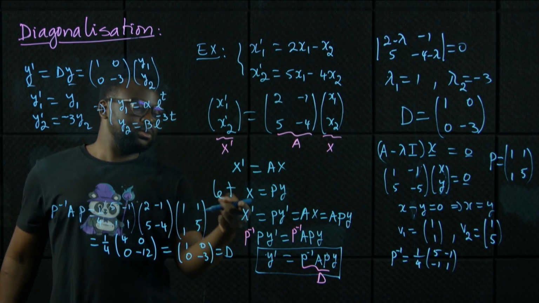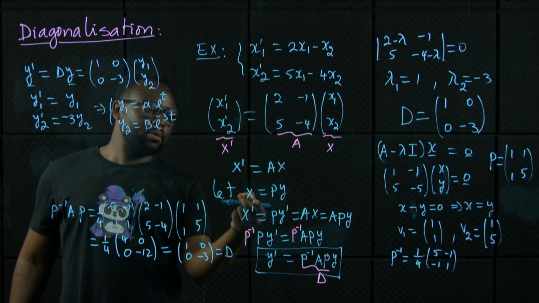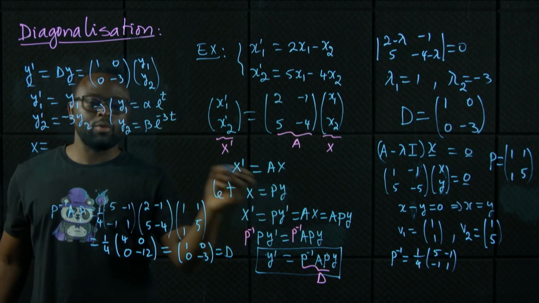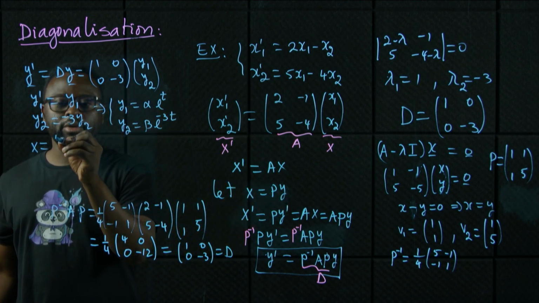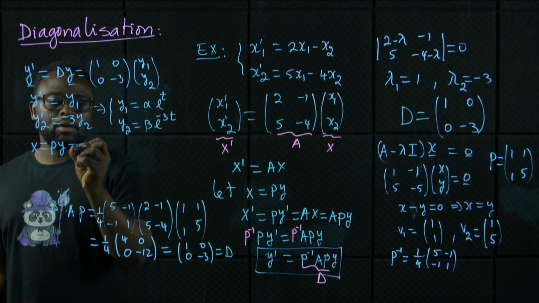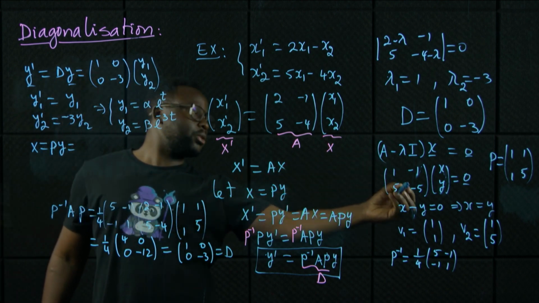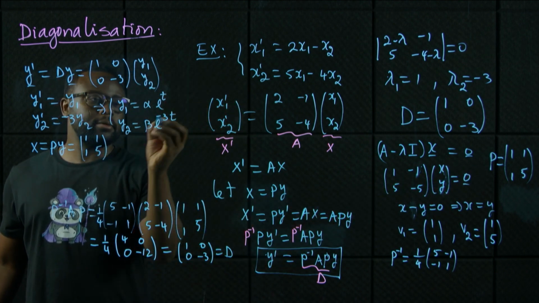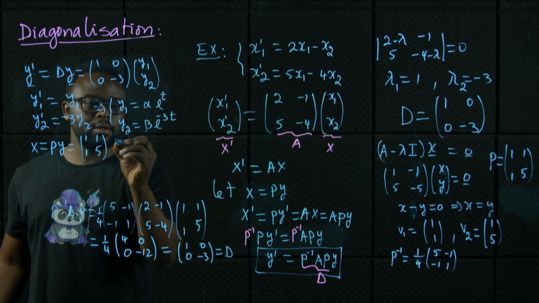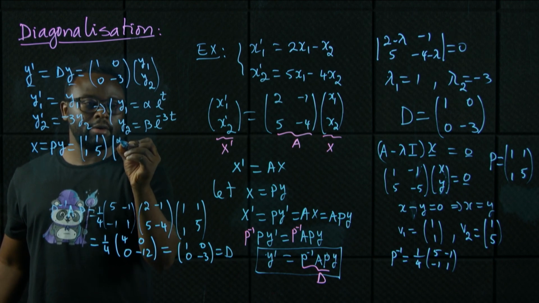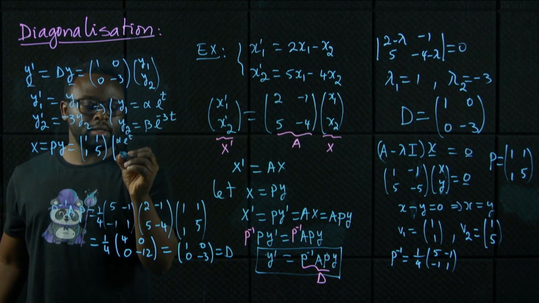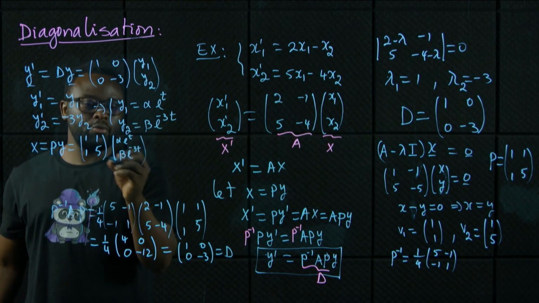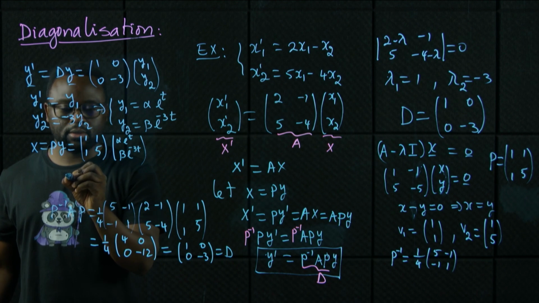From this, we can go back to the original variable. It was x. We know that capital X here is P times Y. We already have Y and we know P. This is P times Y. P is this matrix 1, 1, 1, 5 times this guy. This guy is Y1 equals alpha times e to the power t, and this is beta times e to the power minus 3t.